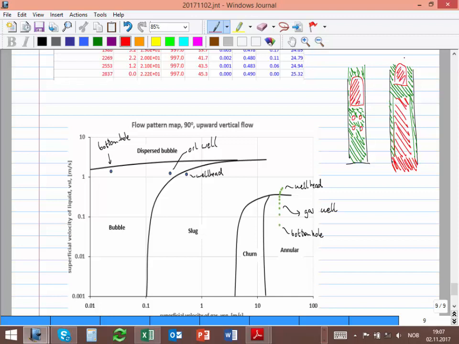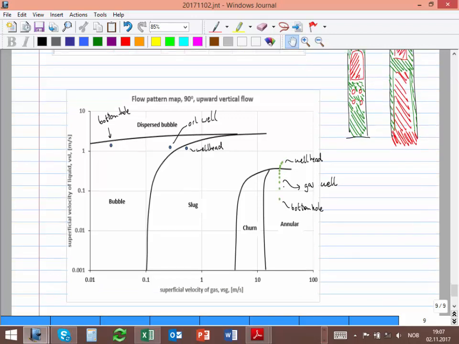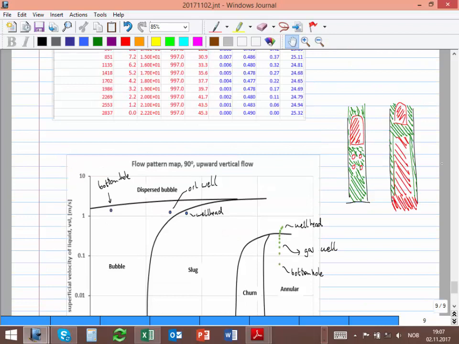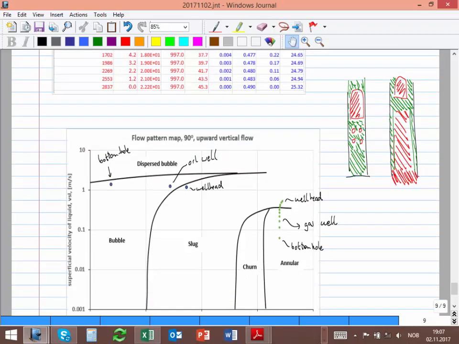And in the case of the gas well, we see initially you have undersaturated gas that is not showing in this plot, but you have annular until you enter into slug at the end. Okay. So at the end, both of the wells ended up in slug.